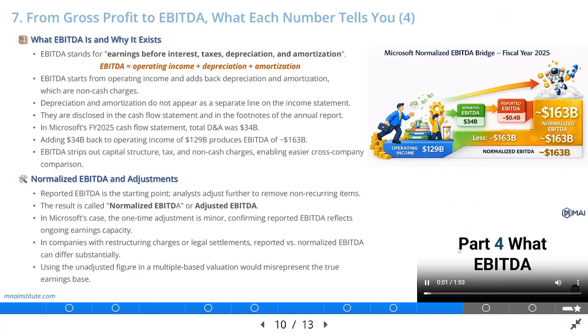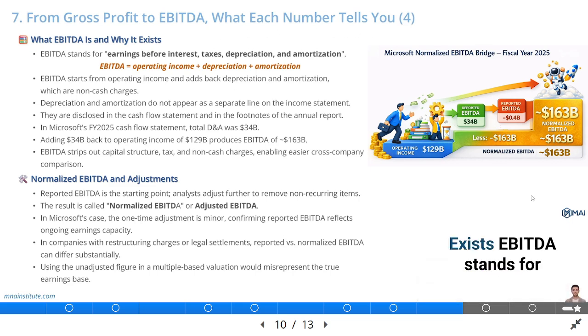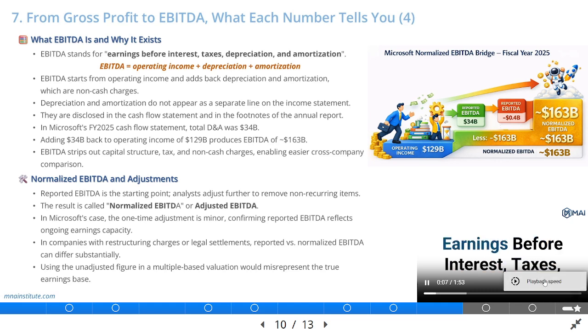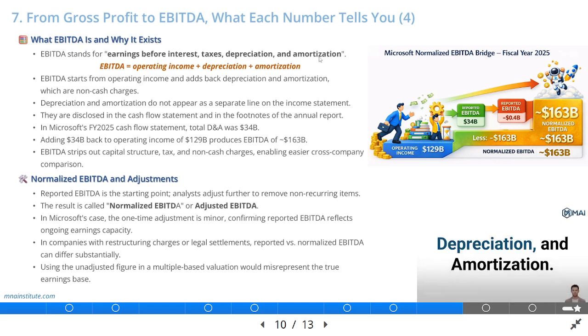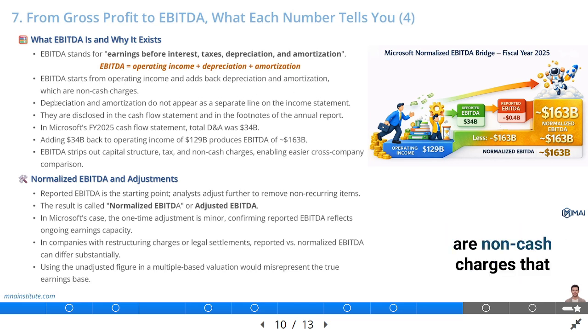Part 4. What EBITDA is and why it exists. EBITDA stands for earnings before interest, taxes, depreciation, and amortization. EBITDA starts from operating income and adds back depreciation and amortization, which are non-cash charges that reduce reported profit without any actual cash leaving the business.